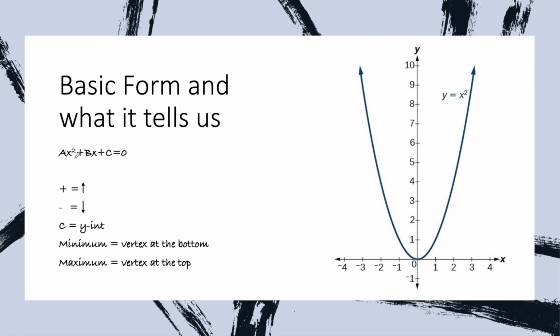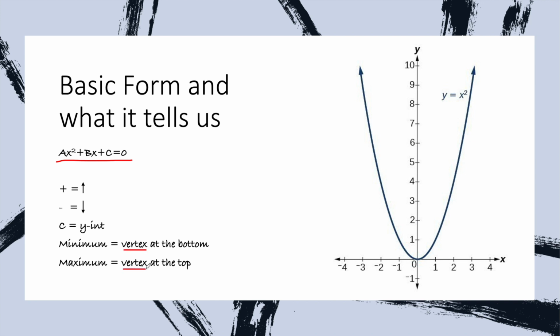The basic form for a quadratic is ax squared plus bx plus c is equal to 0. This equation is more commonly called standard form, where a tells us if our graph opens up or down, and c tells us our y-intercept. If a opens up, we'll have a minimum, and if a opens down, we'll have a maximum. The difference between a minimum and a maximum is the location of our vertex.